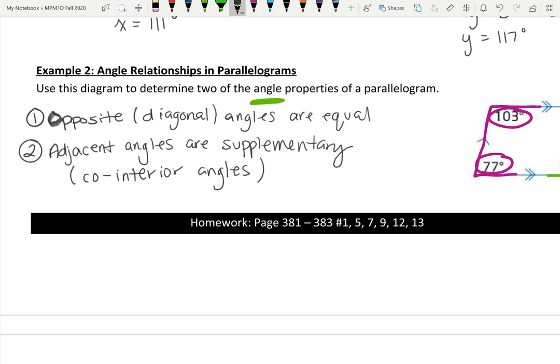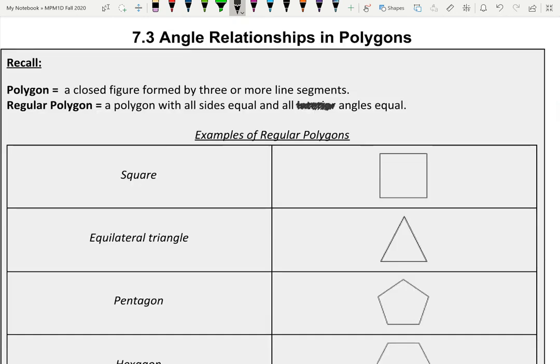So that's all we're going to learn about 7.2. We're going to move on to 7.3. Let's review two terms that we've learned already. A polygon is a closed figure formed by 3 or more line segments. And a regular polygon is a polygon with all sides equal and all angles equal.